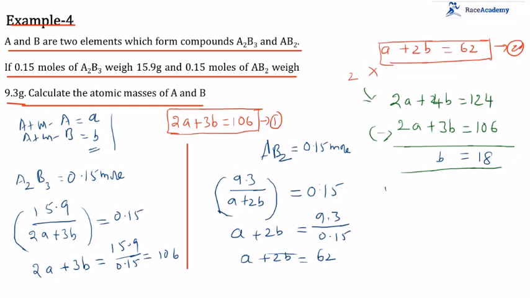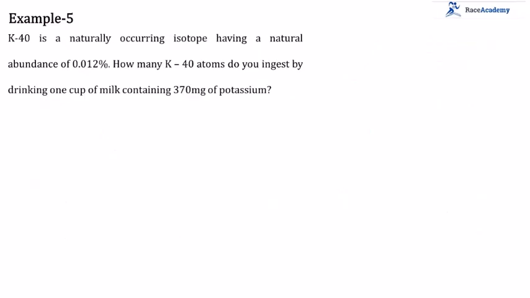B is equals to 18. Similarly, if you substitute the value in any one of the equations, A plus 36 is equals to 62. Then A also will come, that is equals to 26. So what are the atomic masses? Atomic mass of A is 26. Atomic mass of B is 18. This is the answer for this problem. Okay. Hope you understand. Let us move to the next problem.